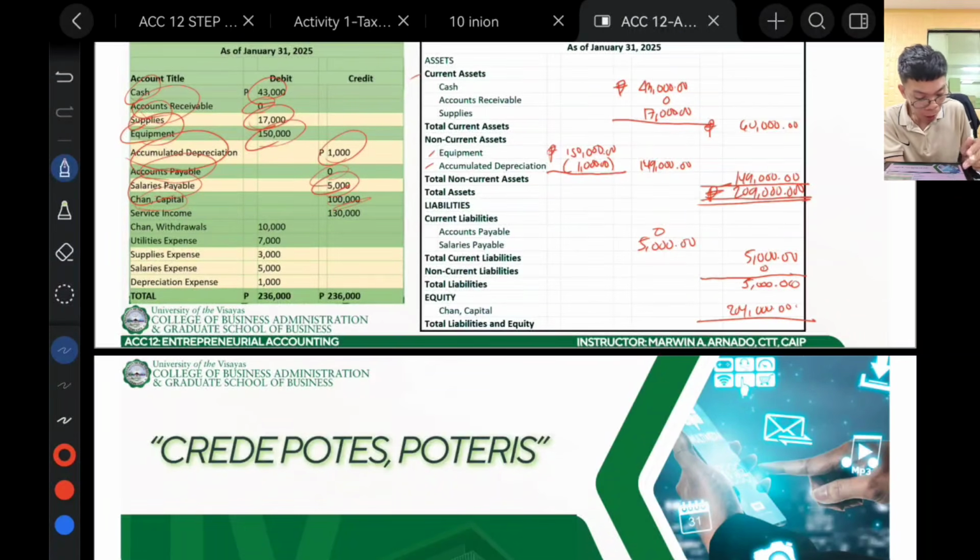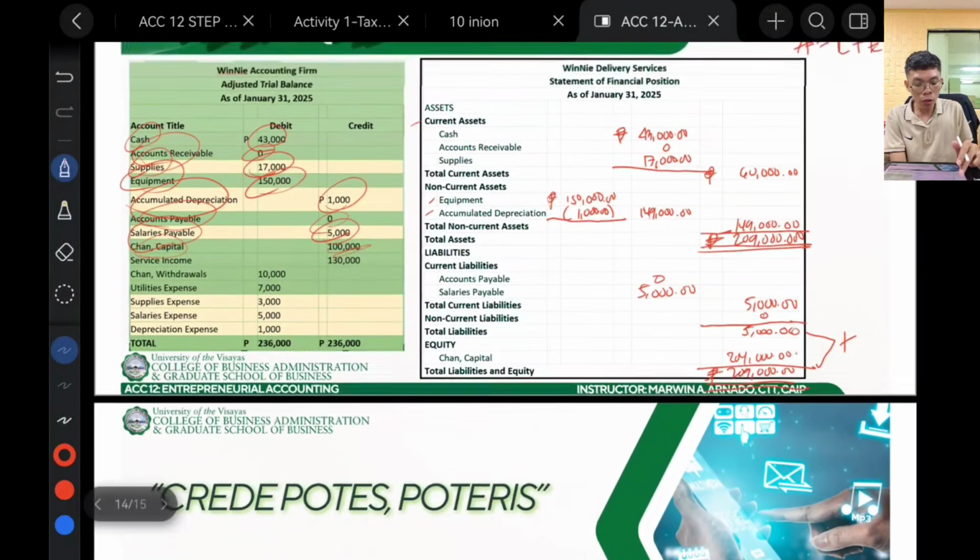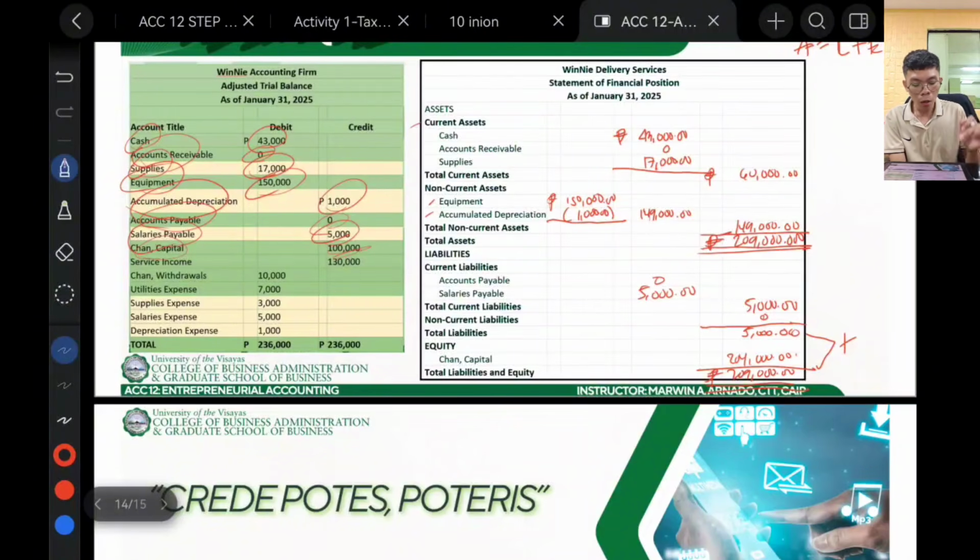So therefore, our liabilities of 5,000 plus the 204,000 equity, when we add them, would give us 209,000 pesos. Peso sign, double rule. If you've noticed, our total assets and our liabilities and equity are both balanced, as they should be, or else there is a mistake in your answer. And that's it. Those are your 3 components of the financial statements. For the cash flows and the notes to financial statements, class, I will leave those for now. We will just focus first on these 3.